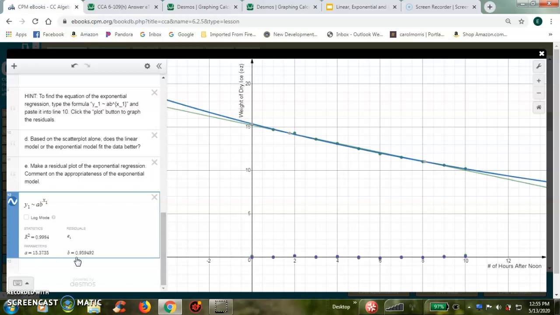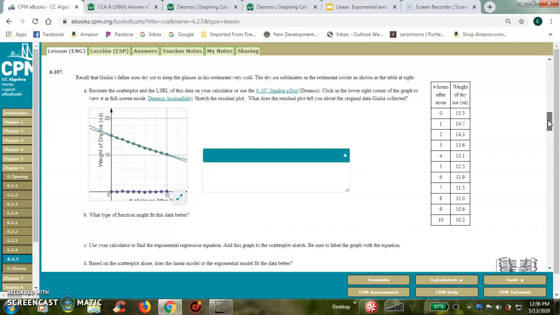So down here, if you didn't notice, this happened with the quadratic as well. They'll give you the numbers down here for A and B, so you can actually get the formula. I'd probably round things, but A is equal to 15.3735, so 15.3735 times 0.959492 to the x power. So again, Desmos allows you to get the equations for both of these. All right, so we've done one with a quadratic regression equation and then one with an exponential regression equation.